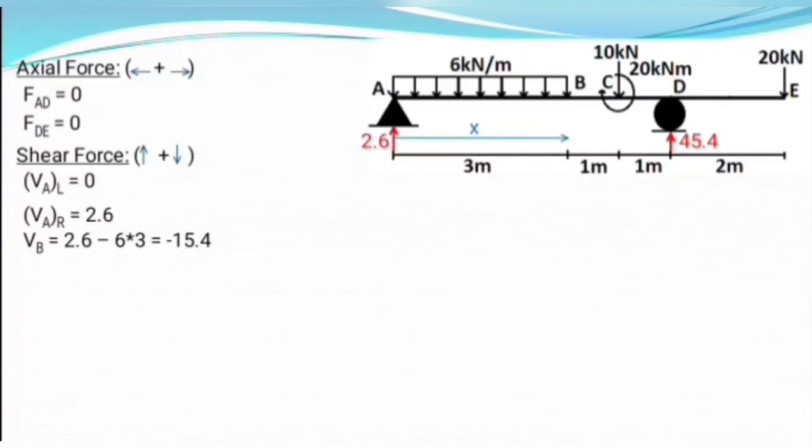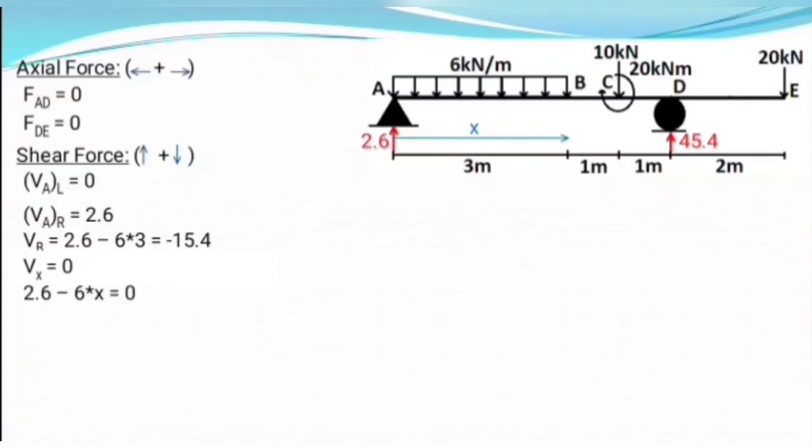So to calculate the value of x, we need to equate the value of shear force at that point with 0. So equating value of shear force at that point equal to 0, we get 2.6 minus 6 times x equals 0. This is the value of shear force at distance x from point A. Here we have done the summation of all the vertical forces on left of that point.